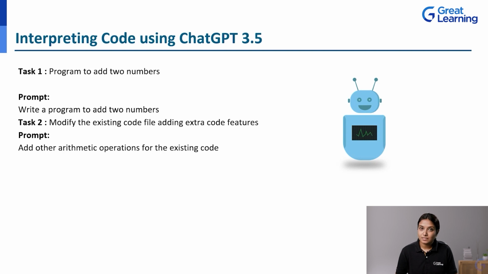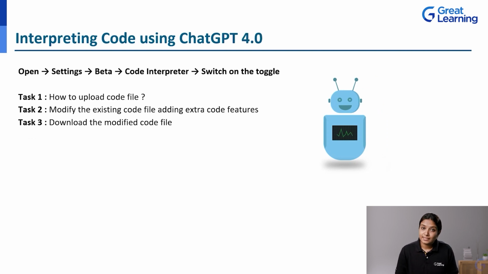So let's converse with ChatGPT 3.5. Then how do you execute the same thing in 4.0? You have to do certain settings which I'll be showing. Then let's upload the code file and try to modify the existing code and ask for the new feature in that itself. Also, we will try to download the modified code, right? So we'll be doing all these exercises now in the ChatGPT interface.